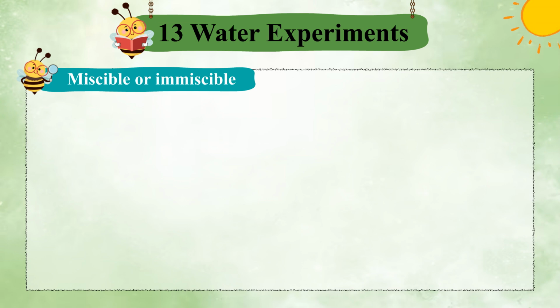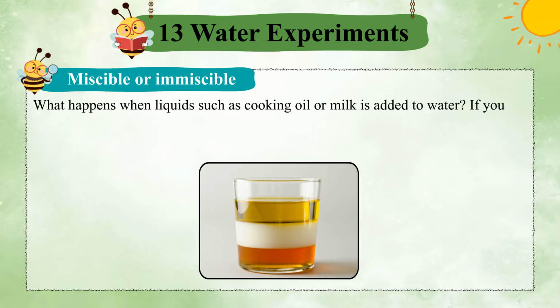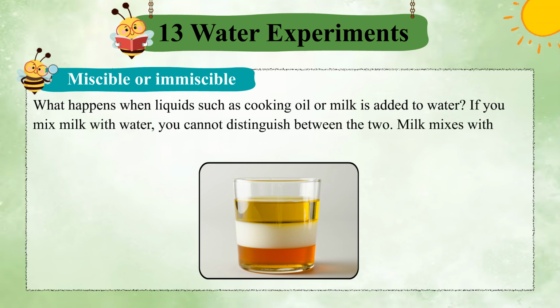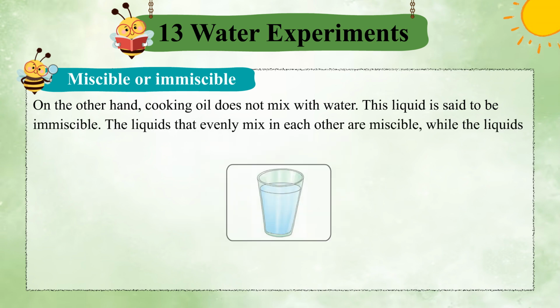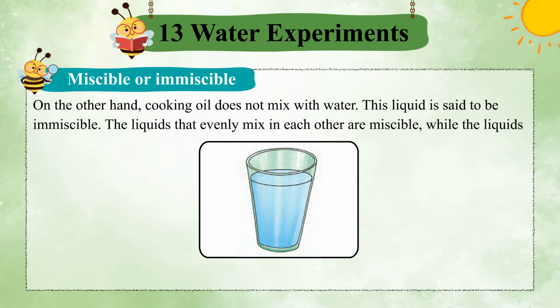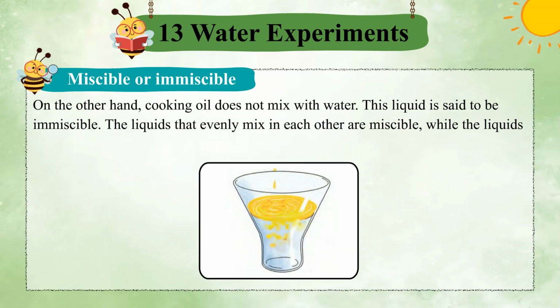Miscible or immiscible. What happens when liquids such as cooking oil or milk is added to water? If you mix milk with water, you cannot distinguish between the two. Milk mixes with water and hence it is said to be miscible with water. On the other hand, cooking oil does not mix with water. This liquid is said to be immiscible. The liquids that evenly mix in each other are miscible, while the liquids that do not mix in each other are immiscible.